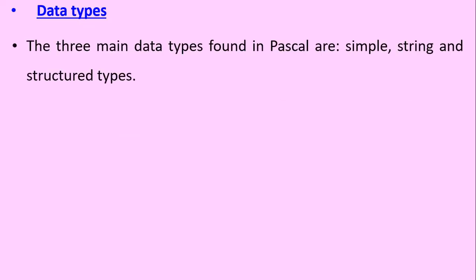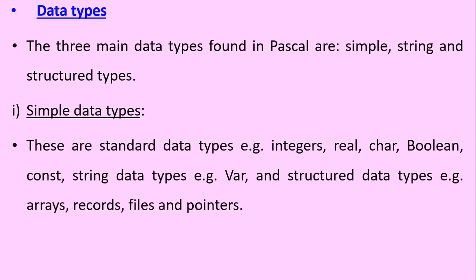Let's now look at data types. When we talk about data types in Pascal, they are of 3 types: simple, string, and structured types. We begin with the simple data types. These are standard data types. They include integers, real, characters, Boolean, const or constants, and string data types. An example is var that we have already looked at. And the structured data types, for example, arrays, records, files, and pointers.